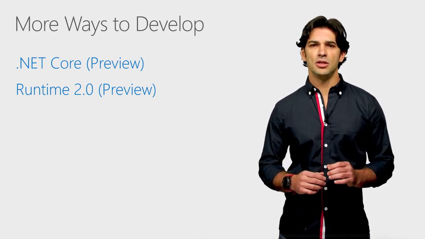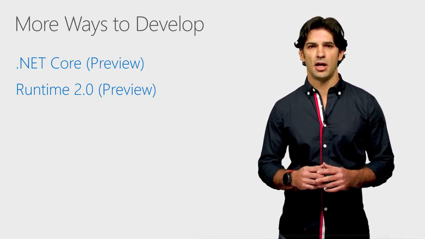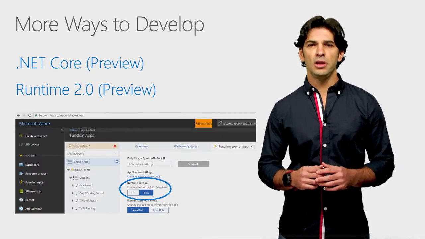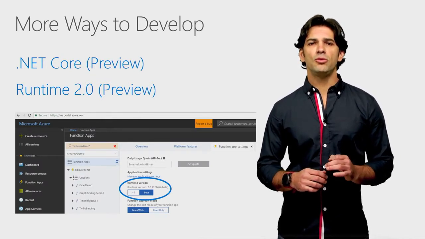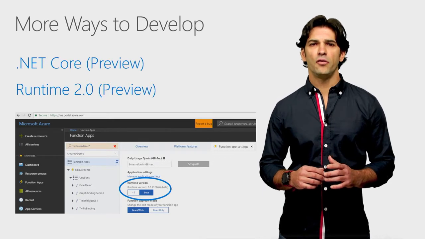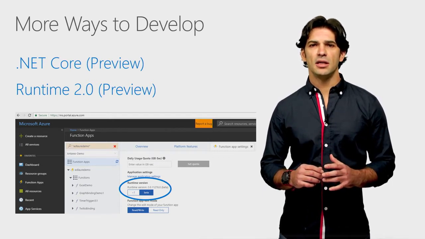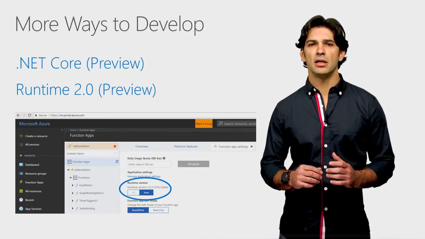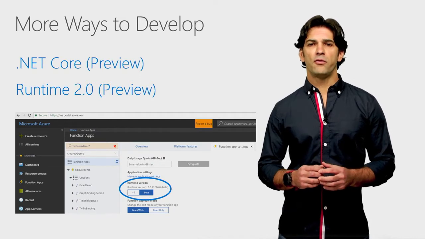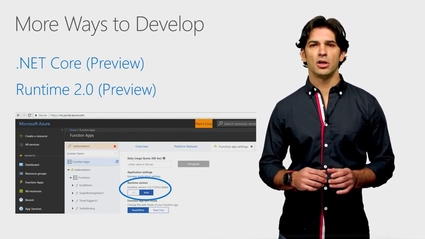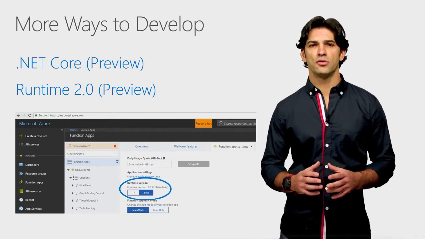To unlock these new advancements, we released version 2.0 of the Functions runtime. If you'd like to try out these latest features while in preview, you just need to update the runtime version of your Function App Settings. Just navigate to your Function App Settings tab and select Beta for the runtime version. Most core platform functionality has already been ported over from 1.0 to 2.0, and you can expect more features to follow.